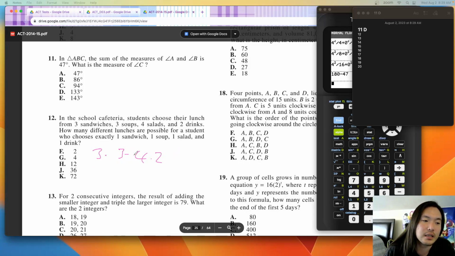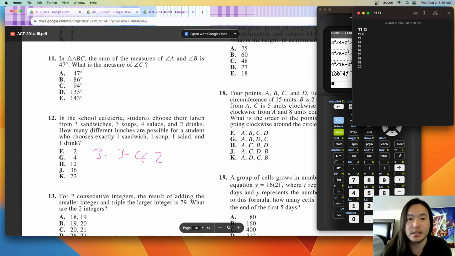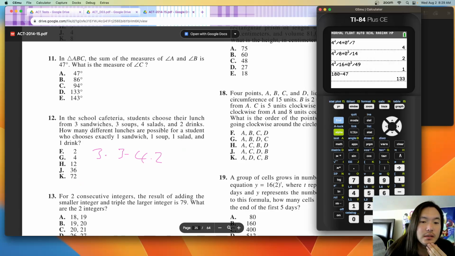So this is 9, 36, times 2 is going to be 64. No, it must be 72. Okay, let's try that again. 3 times 3 is 9. 9 times 4 is 36. Okay, 36 times 2 is 72, not 64. Whoops. Makes sense. It's too early in the morning to do mental arithmetic. That's why I have my calculator.